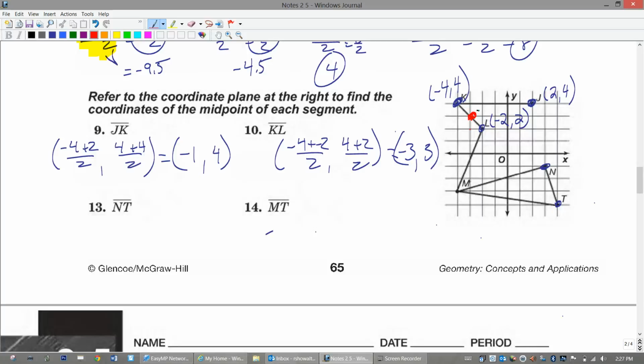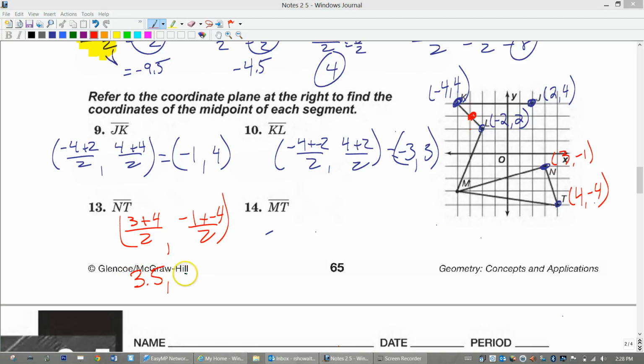Okay? Anyway, so N was at 3, negative 1. T was at 4, negative 4. And then we do 3 plus 4 over 2, and then negative 1 plus negative 4 over 2, which would be 7 halves, which is 3.5, and negative 5 halves, which is negative 2.5. And 3.5, negative 2.5, okay, that's in the right spot. Thank goodness.